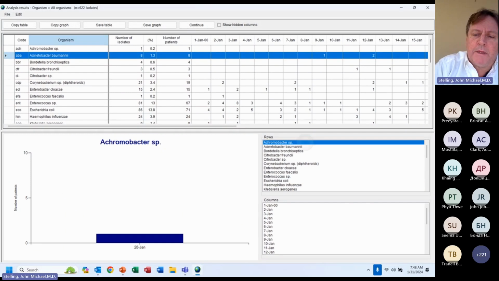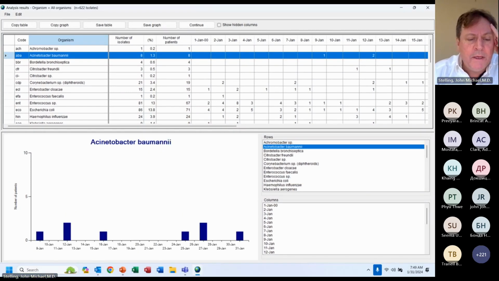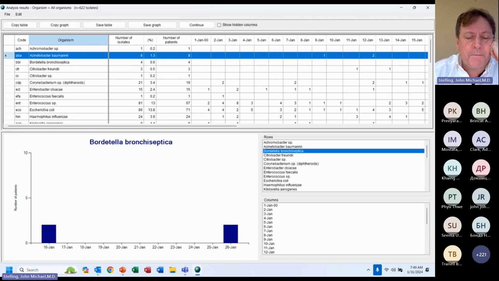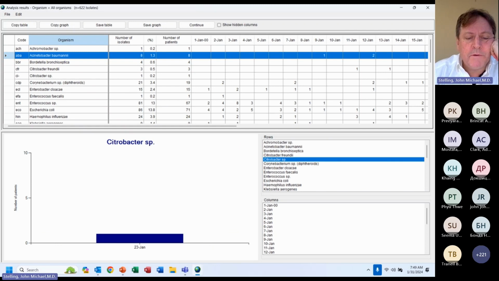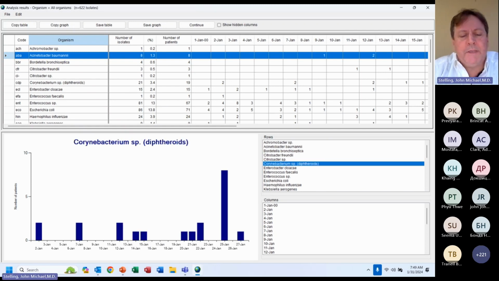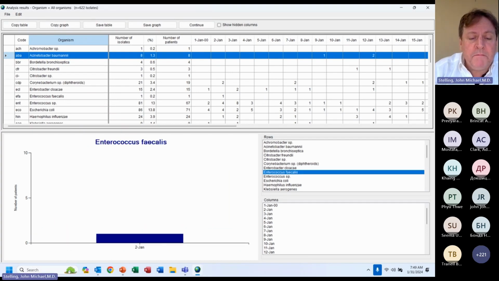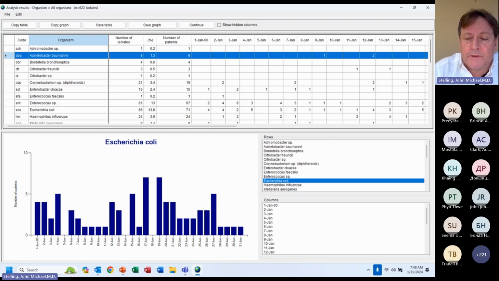I'm going to start at the top of the list. A Chromobacter outbreak? No, it was just one isolate. Acinetobacter? I do not see an outbreak. No outbreak. No outbreak. No outbreak. Well, this one is interesting. If you look at January 25th, I see 8 people on the same day. Okay. I keep on going. That looks all normal. I don't see clusters here.